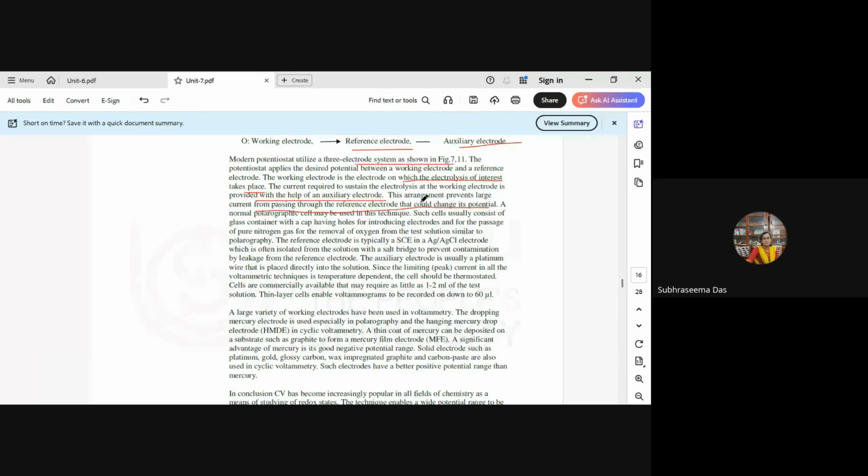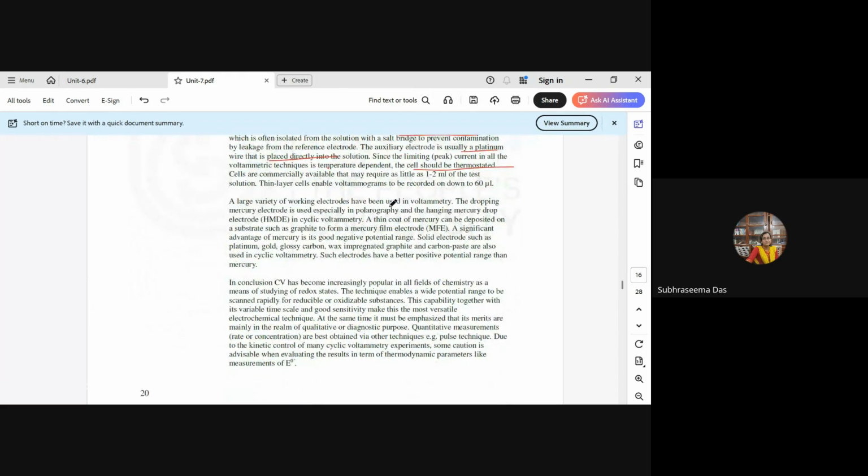A normal polarographic cell may be used in this technique. Such cells usually consist of glass containers which have cap holes for introducing the electrodes. The reference electrode is the standard calomel electrode or the Ag/AgCl electrode. The auxiliary electrode is a platinum wire that is directly placed into the solution. Since the peak current in voltammetric techniques is temperature dependent, the cell should be thermostated. Such cells are commercially available.